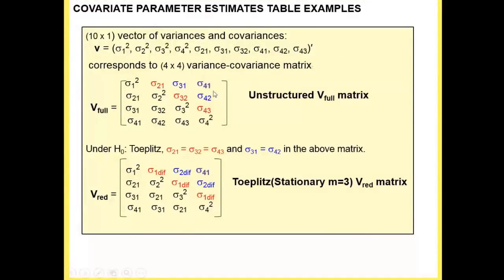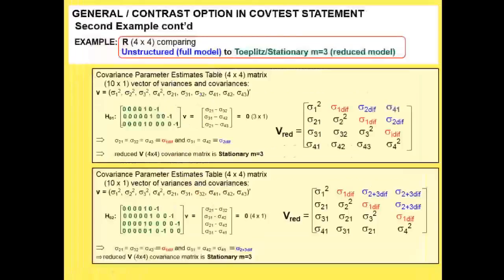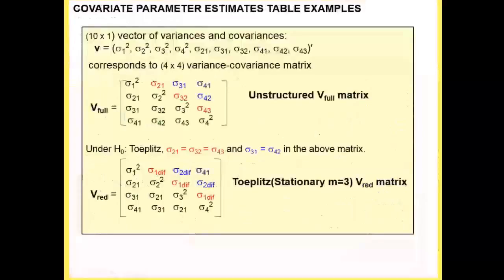And if the rest of it is true, then what I've now essentially done by adding this extra line is I'm doing something a little bit stronger than testing for stationary m equal to 3. I'm saying that these 3 are the same, and not only are these 2 the same, but these 2 are the same as this one. That's what I'm essentially doing.